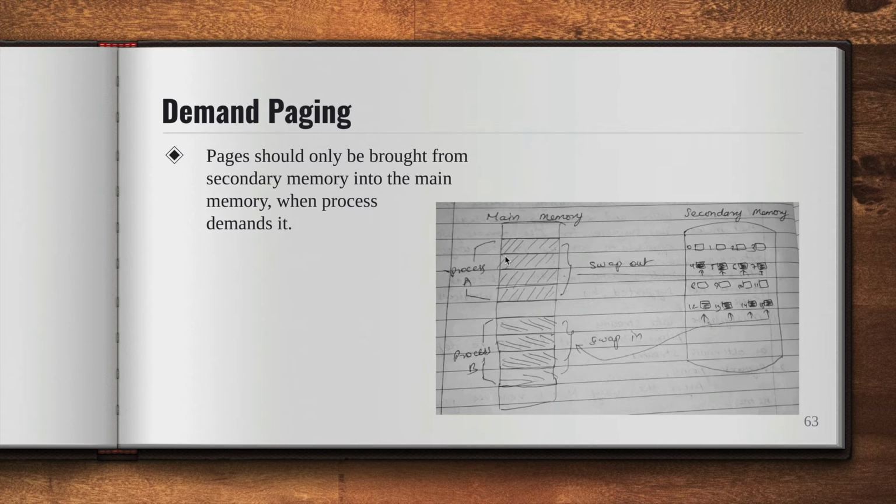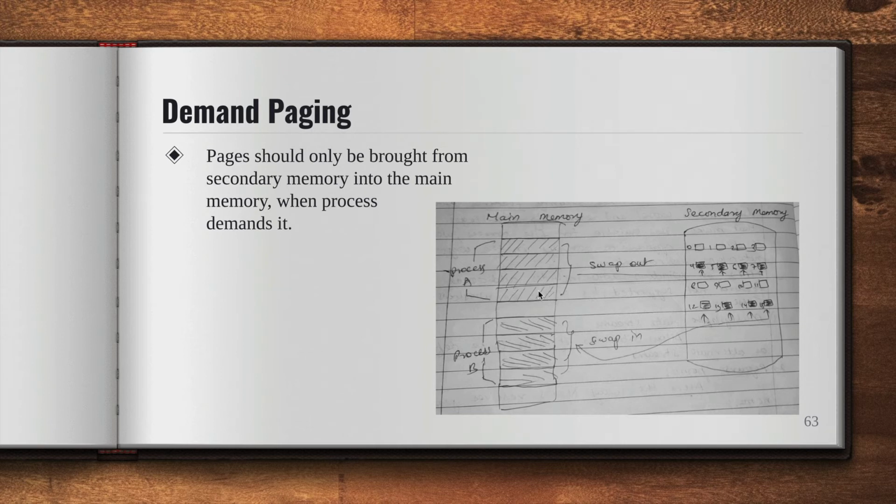If there is not enough space available, then it has to swap out and swap in. If there was enough space available, let's say there were only 2 pages here and the other 2 frames were empty, then you could directly request that particular page from the secondary memory and bring it into the main memory. But let's say all the frames are already full. In that case, it has to swap something out.